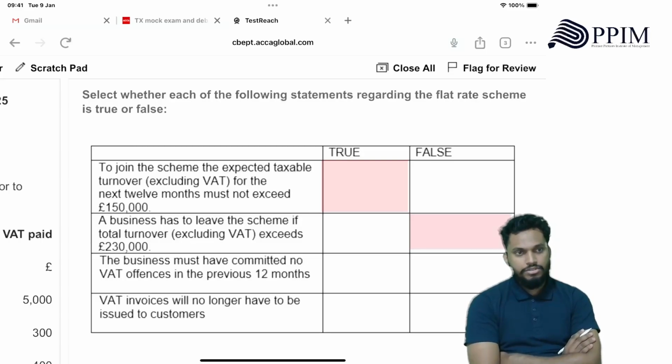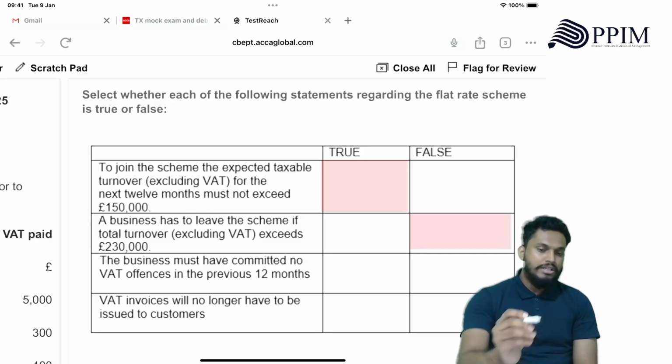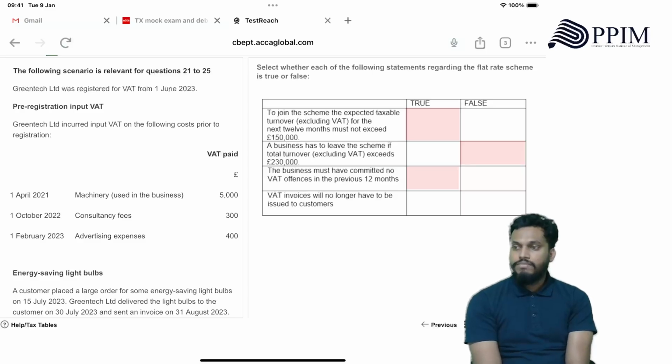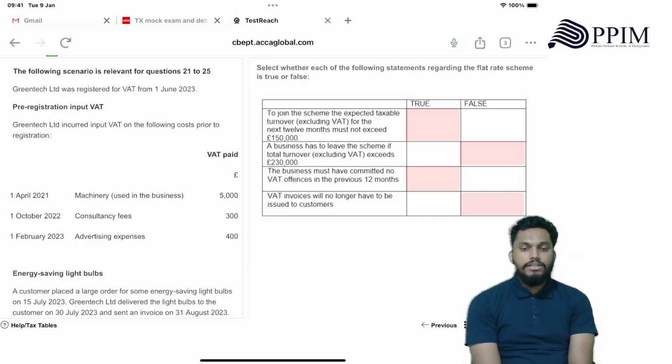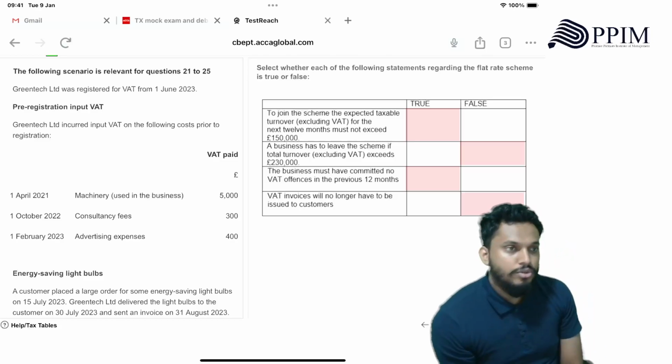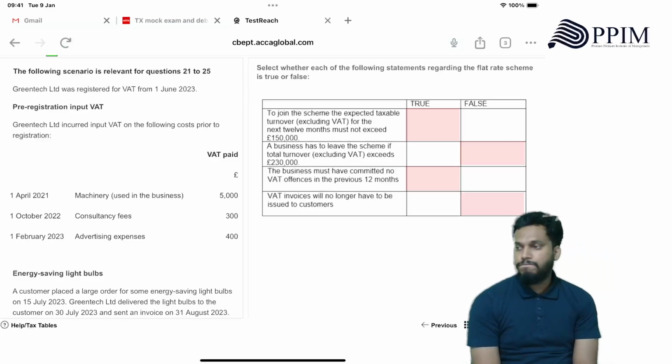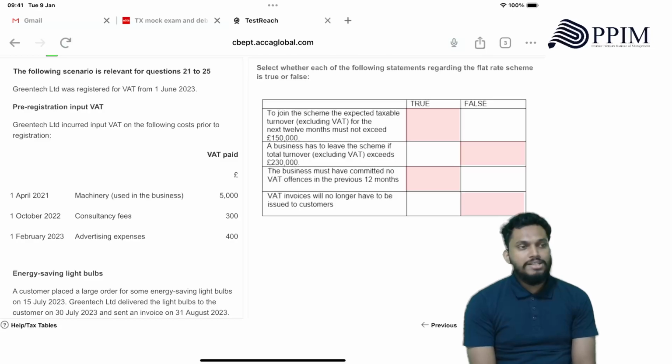Now we'll be having a calculation in this question. They will obviously ask a calculation. The business must have committed no VAT offences in the previous 12 months. Yes, that is a requirement. VAT invoices will no longer have to be issued to the customers. No, that is false. You need to issue VAT invoices to the customers. Unfortunately, all these options need to be correct to get your full marks. No half mark, no 1 mark. Okay. So now in exams also don't mark zigzag. Here it's kind of a zigzag, no? So just read and answer it. Right.